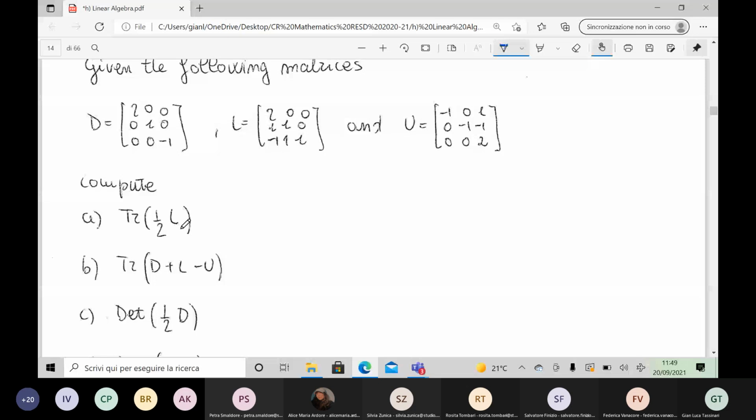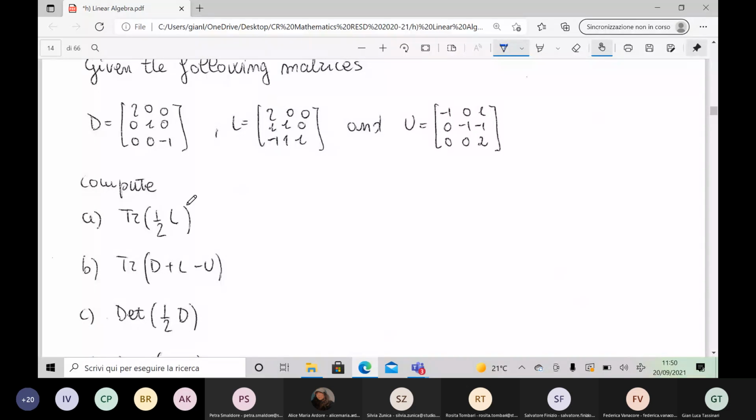Please, when you have the determinant, you have to put the multiplicative constant outside, raised to the power of the order of the matrix. If you have the trace, you only have to put it outside, okay? So you have 2 plus 1 is 4, the trace of L, times 1/2, you get 2.